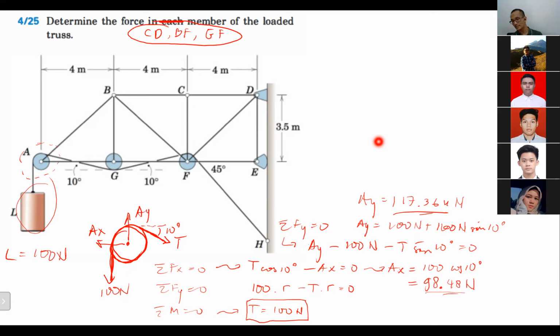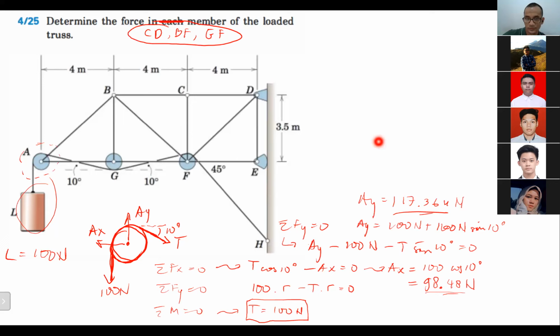Those are your Ax, Ay, and T. You get it, guys? Azab, do you get it? So we basically work with the pulley first, then we work with the truss.